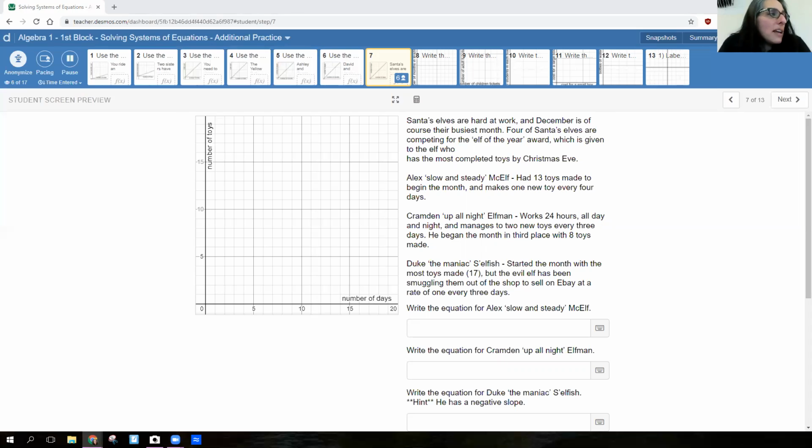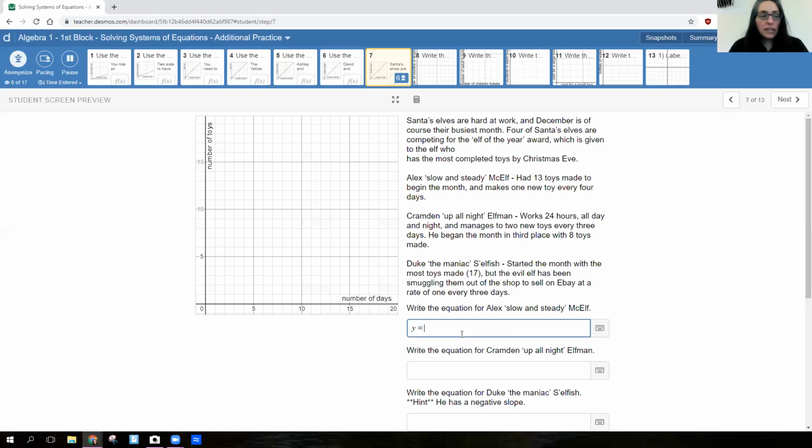Okay, Santa's elves are hard at work, and December, of course, is their busiest month. 4 of Santa's elves are competing for the Elf of the Year award, which is given to the elf who has the most completed toys by Christmas Eve. Alex, slow and steady McElf, had 13 toys made to begin the month and makes 1 new toy every 4 days. So I'm going to stop right there. Let's do the equation for Alex.